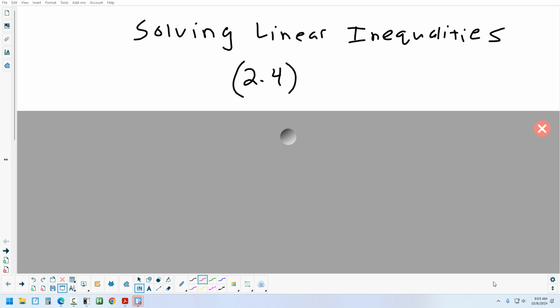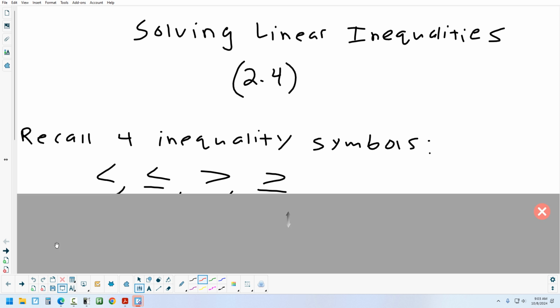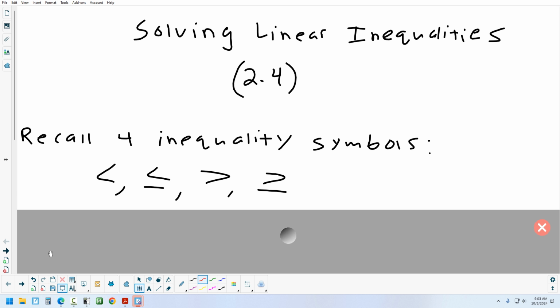So our second section we're going to look at is 2-4. And it's similar to what we did yesterday. Yesterday we talked about solving equations, getting the variable by itself. But today we're going to solve inequalities. So you know that you're solving an inequality problem when you don't have an equal sign. And in place of the equal sign, we have one of those four symbols.